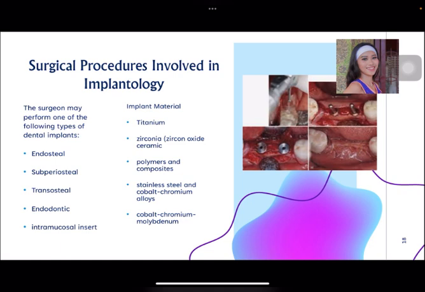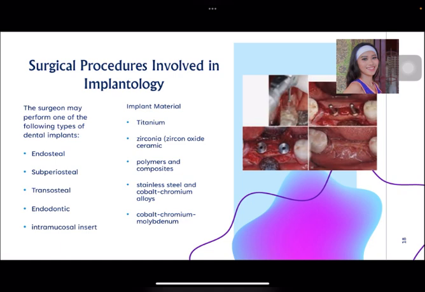This alloy is stronger than stainless steel and can be used in dental implants, particularly in cases where high strength is required. It is often used in conjunction with other materials or in specific implant designs. So among these materials, titanium and zirconia are the most commonly used for permanent dental implants, with titanium being the standard due to its proven long-term success and compatibility.